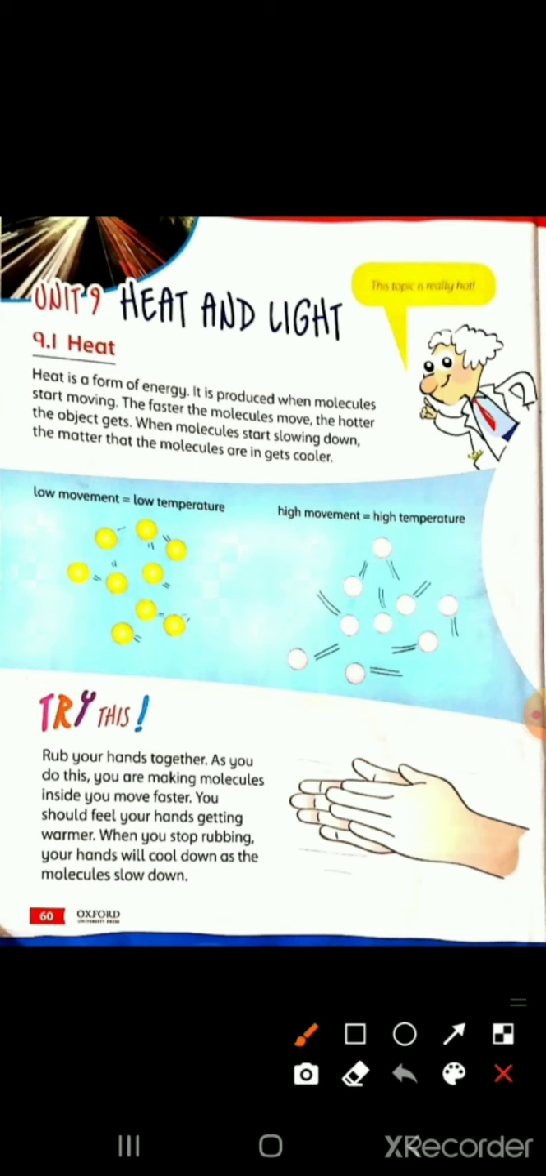Okay, today we are going to start our next unit, unit number 9, Heat and Light. So, all of you take out page number 60, mention the date on page number 60, then we start reading. Okay, done? All of you know that we start a lecture with a warm up song or video. So first, I will play one video. All of you enjoy this video. After that, we will come back and start reading.